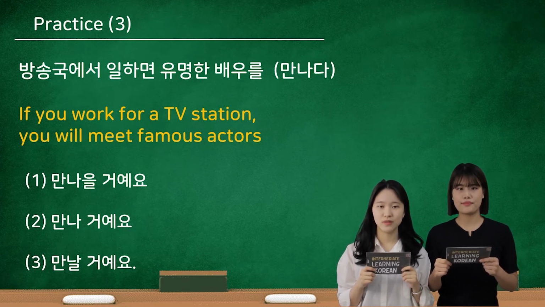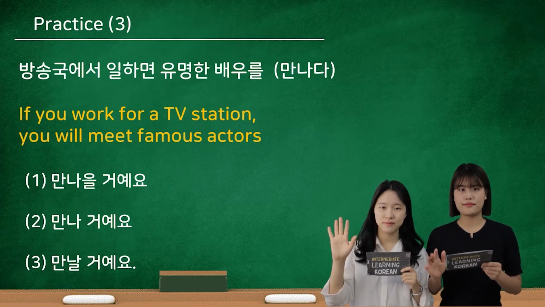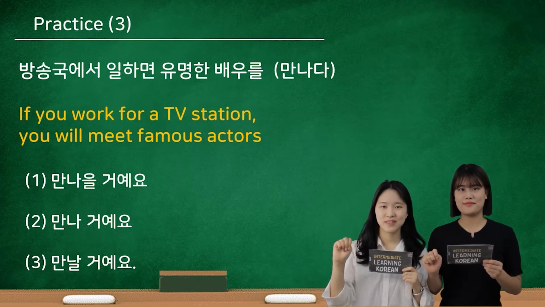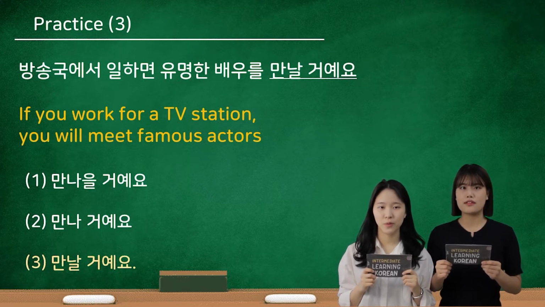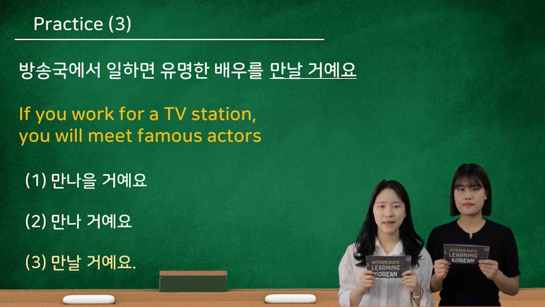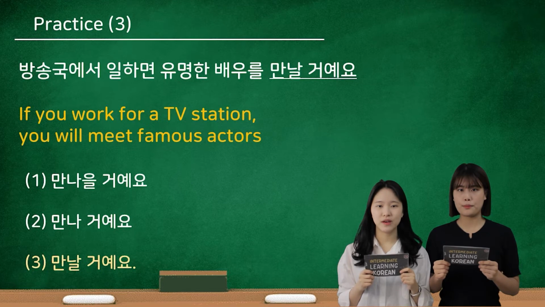방송국에서 일하면 유명한 배우를 만나다. How should we change 만나다? I'll give you 5 seconds. Yes, the correct answer is 만날 거예요. One more time. 만날 거예요. When we remove 다 from the verb 만나다, we can use ㄹ 거예요 because there is no final consonant.